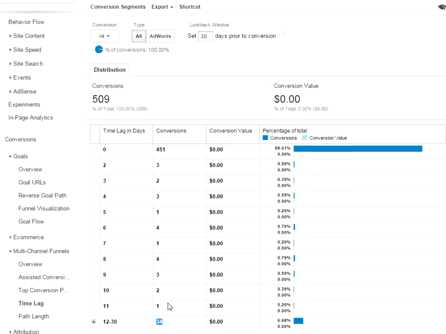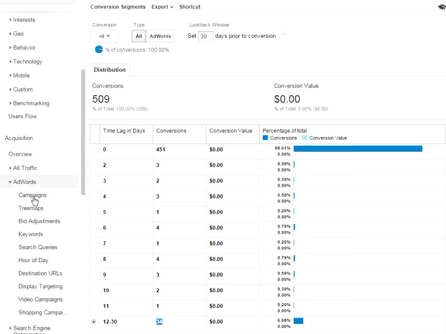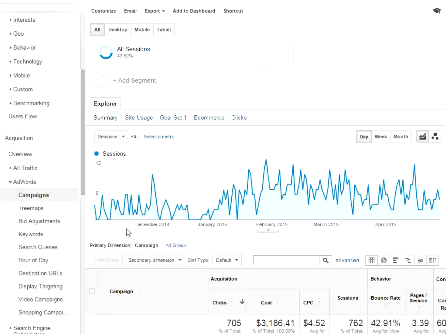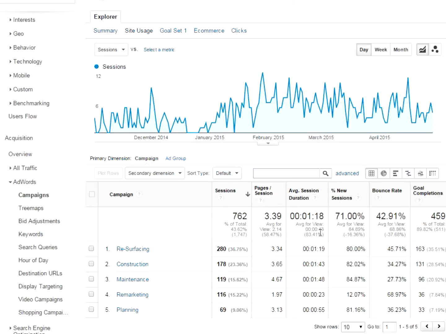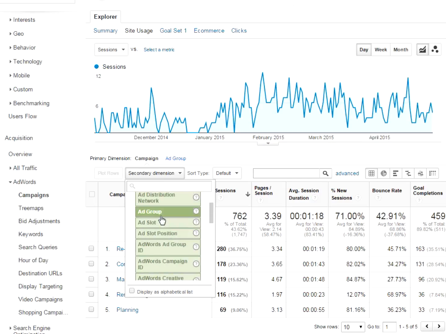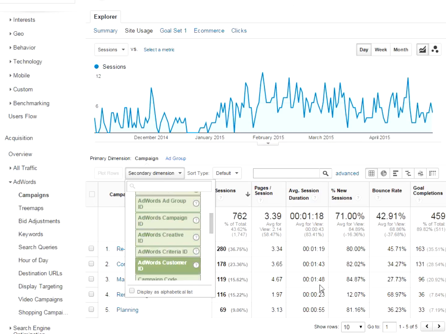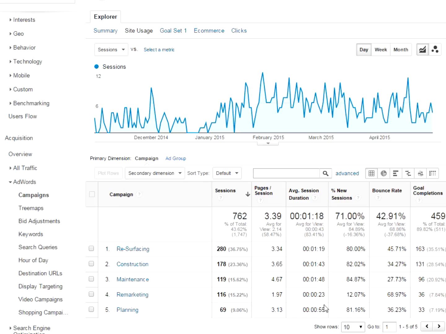So going back to the AdWords and campaigns, have a look at average session durations, particularly for certain destination URLs. See if there's any areas for improvement that can be made, and whether any particular page stands out in terms of its bounce rate and its low session duration. This will allow you to improve the landing pages of your website as well.